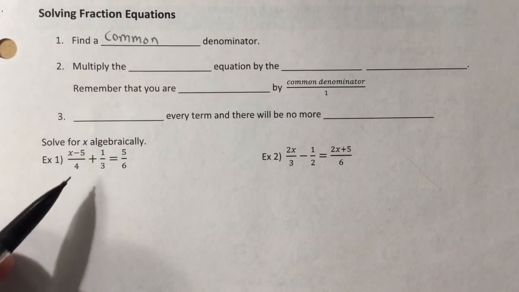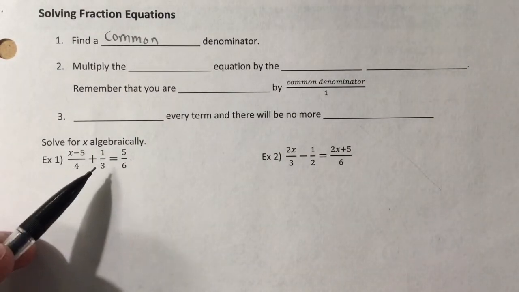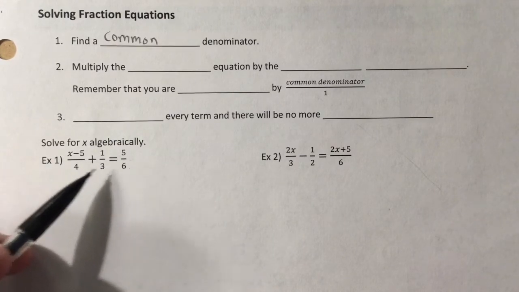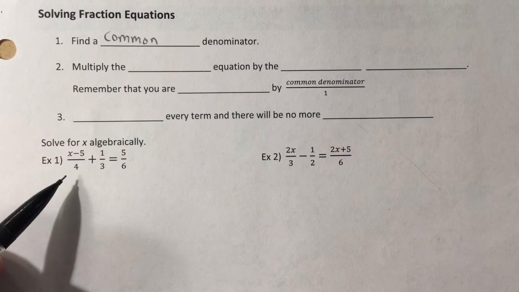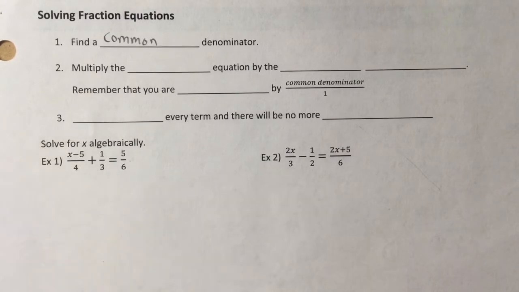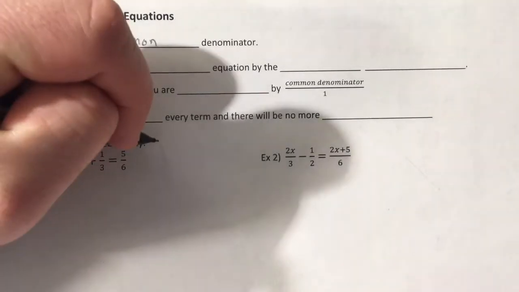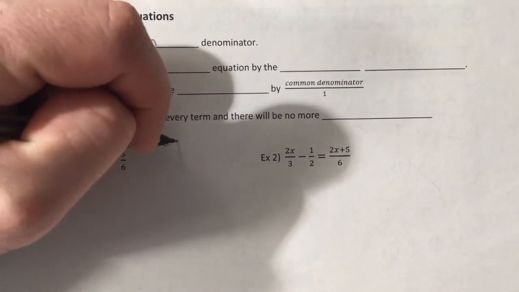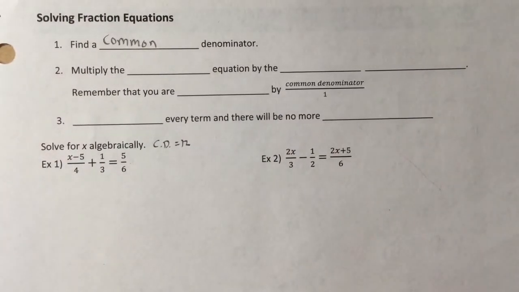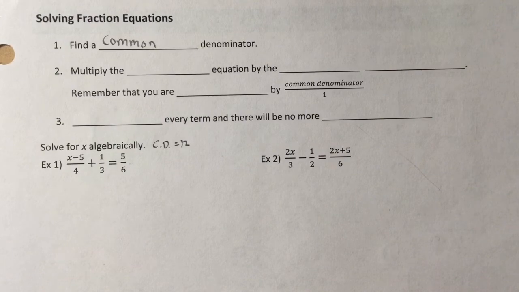So in this case, for example 1, I have a 4, a 3, and a 6. What's the first common multiple, or what number divides into all of them, a larger number that I can divide by 4, divide by 3, and divide by 6 and get a whole number out? That will be 12. So our common denominator is 12. 12 divided by 4 is 3, 12 divided by 3 is 4, and 12 divided by 6 is 2. So that's our common denominator.